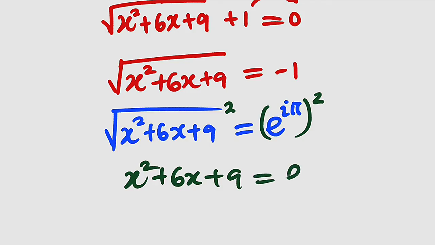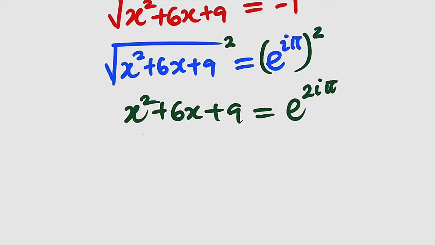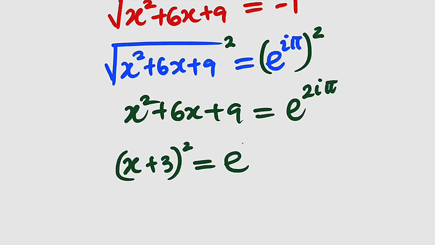And to the other side we have e to the 2iπ. You know that this can be factorized, right? We have (x + 3) whole squared, and this is equal to e to the 2iπ. Remember that half of 6 is 3 and 3 squared is 9. This is why it is a perfect square quadratic expression. And if you expand this, you shall get this back.